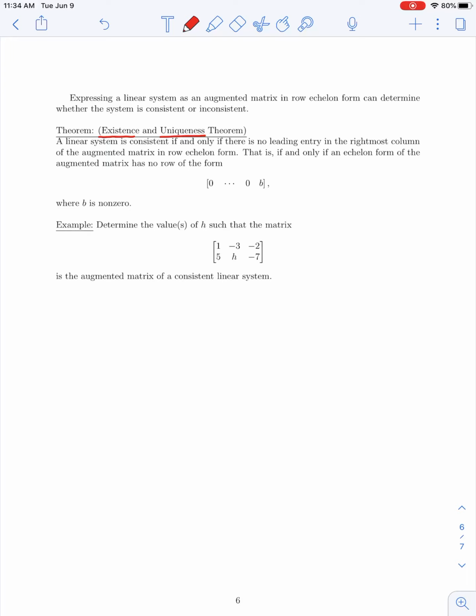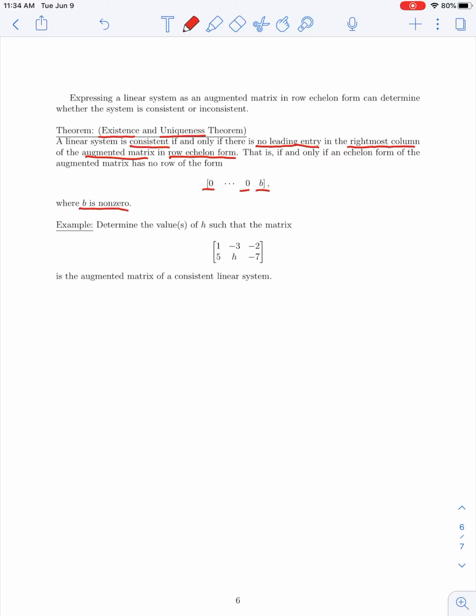And here's what it says. A linear system is consistent, that is, it has a solution if and only if there is no leading entry in the rightmost column of the augmented matrix after it is expressed in row echelon form. That is, if and only if an echelon form of the augmented matrix has no row of the following form, something of the form 0, 0, 0, 0, B, where B is non-zero.